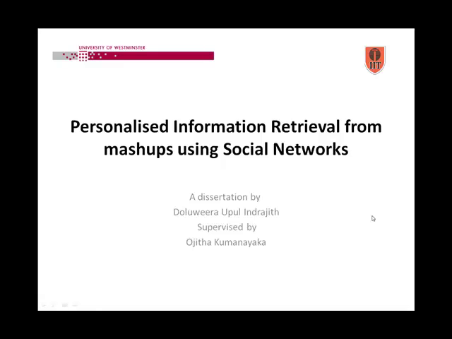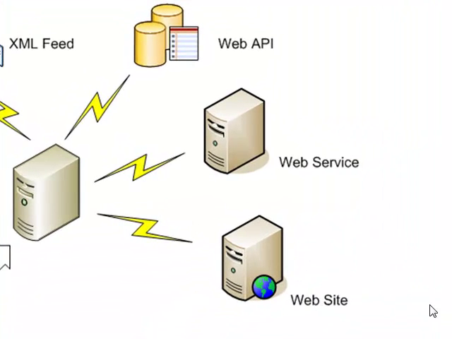Before I start the demonstration of the prototype, I will give you a brief introduction about mashups and information personalization. Basically, a mashup is a web application that combines data or functionality from two or more external sources to innovatively create a new service or application.